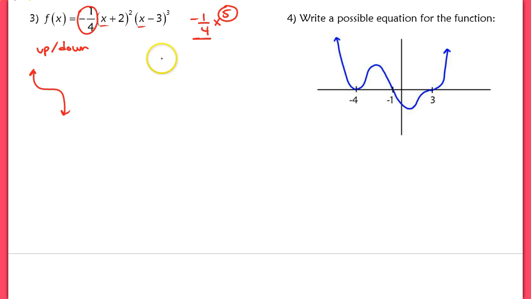Now, in this case, when we graph, we just start with our zeros. Let's go ahead and graph those. We have a 0 at x equals -2. Okay, we have another 0 at 3. And those are the only two zeros.